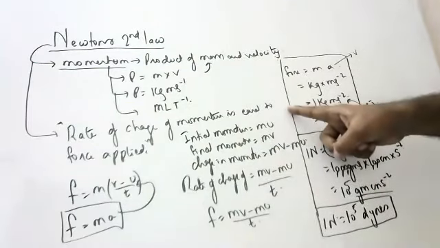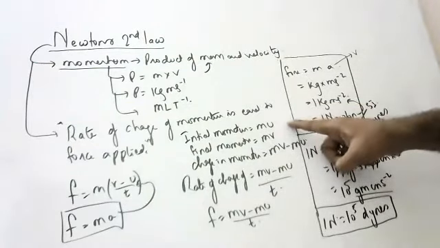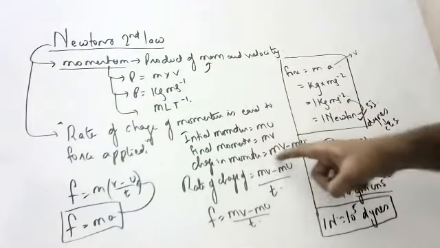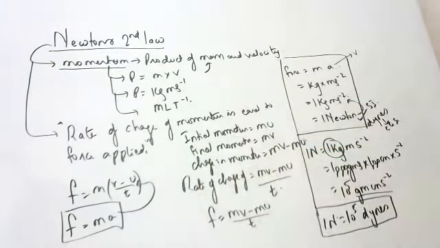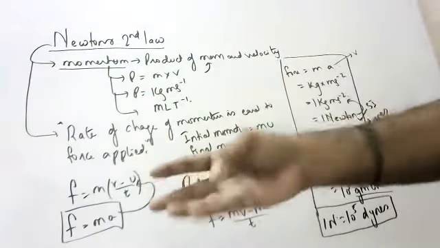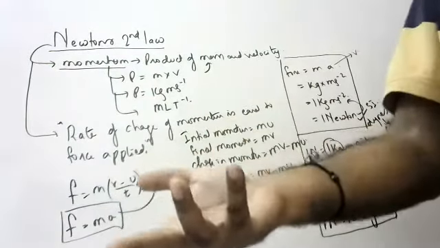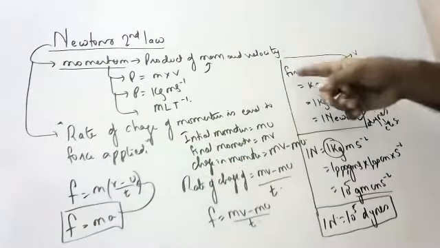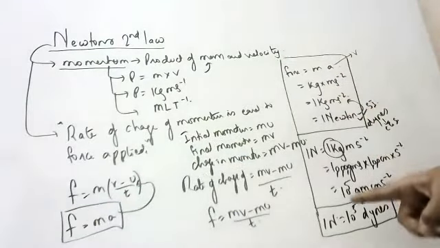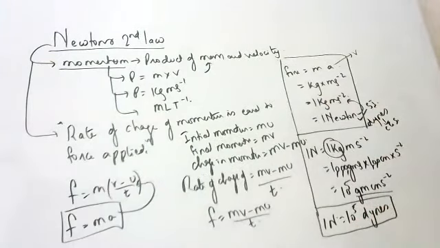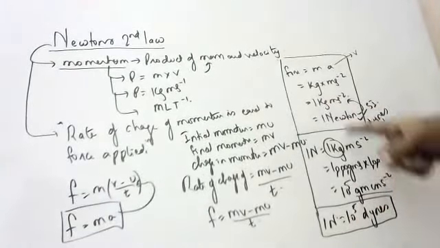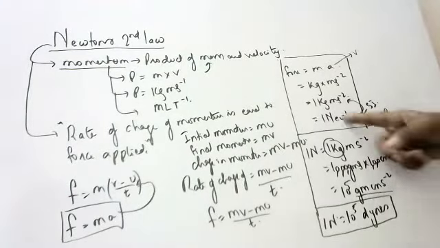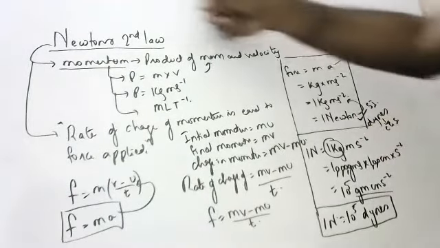Initial momentum is mu, final momentum is mv. Change in momentum is mv minus mu. Rate means by time. This whole thing is equal to force. Taking m common, v minus u by t is the rate of change of velocity, which is acceleration, so F is equal to ma. The unit for force is Newton. And 1 Newton is equal to how many dynes? 10 to the power of 5 dynes. This derivation is also very important. Practice it this way. This is Newton's second law.